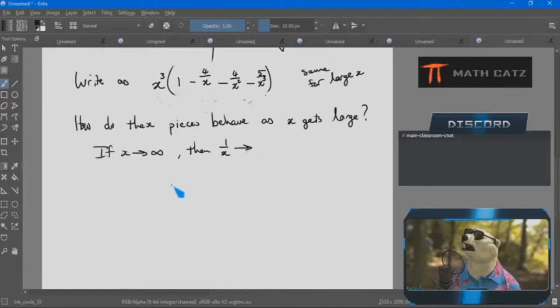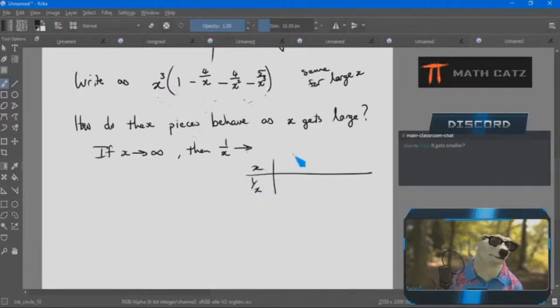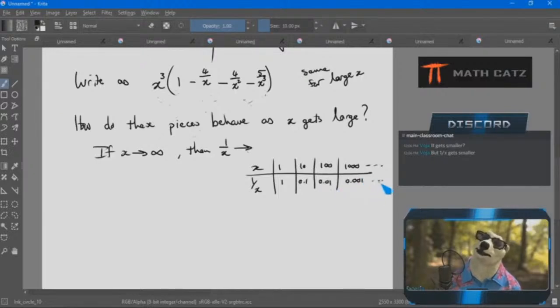I can make a little table, perhaps. Let's make a little table of values x versus 1 over x. Now x is getting bigger, right? Let's go 1, 10, 100, 1,000, and so on. What happens to 1 over x? Well, x is 1, 1 over x is 1. When x is 10, 1 over x is 0.1. When x is 100, 1 over x is 0.01, 0.001. Which direction is this going? It's going to 0.